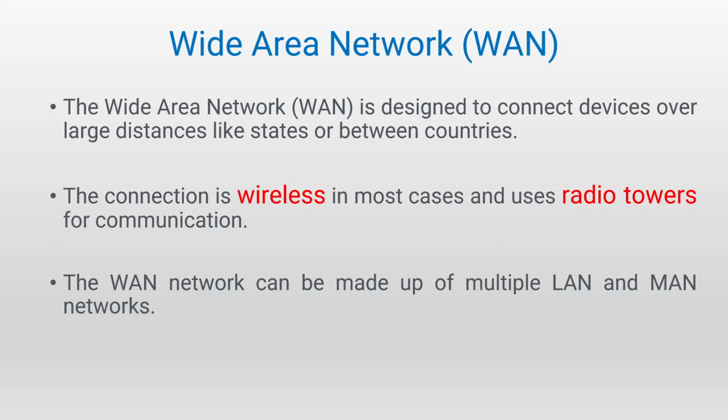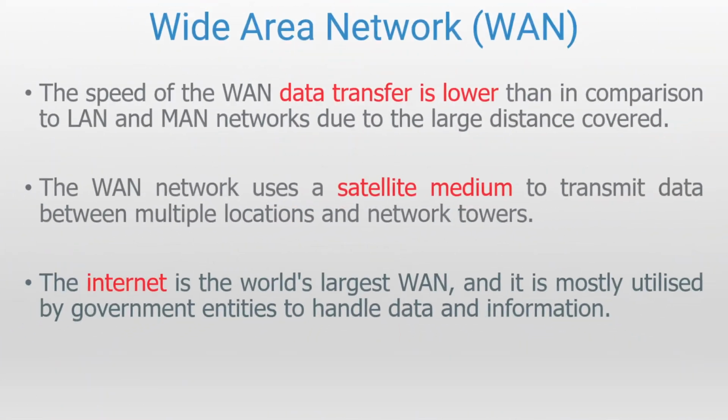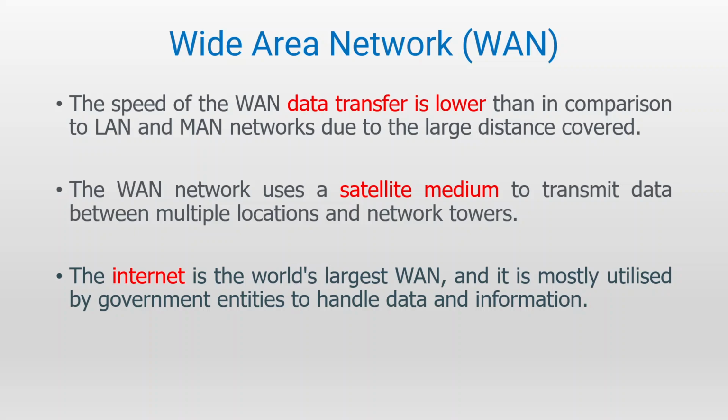The WAN network can be made up of multiple LAN and MAN networks. The speed of the WAN is lower compared to other networks since it covers the whole country or the world. The WAN network uses satellite medium to transmit the data between multiple local stations and network towers. The internet is the world's largest WAN network. We are all well aware of the internet, which is the largest WAN. It is mostly utilized by government entities to handle data and information.